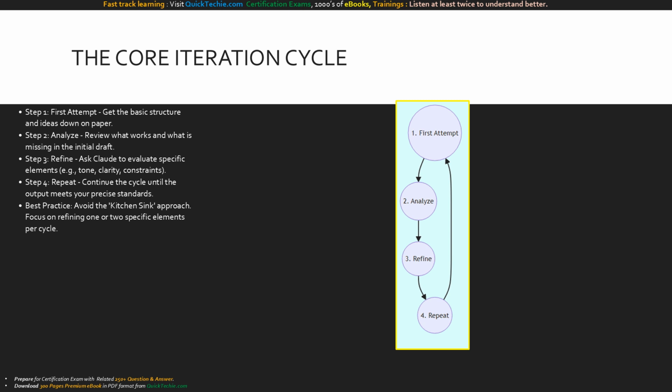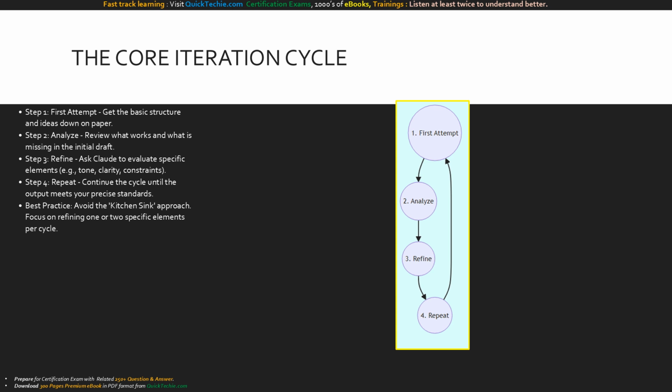The biggest mistake beginners make is the kitchen sink approach, dumping every single instruction, constraint, and formatting rule into one massive initial prompt. By using the iteration cycle, you reduce cognitive load on both yourself and the model, refining the output step by step. This simple circular diagram represents your new best friend, the iteration cycle.